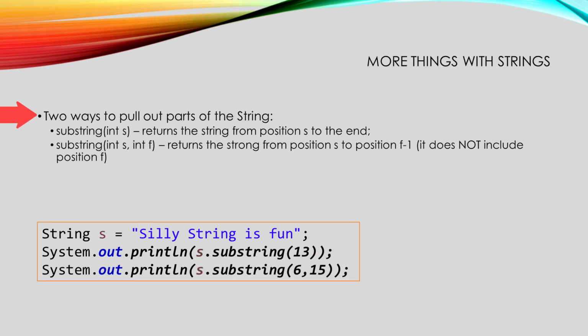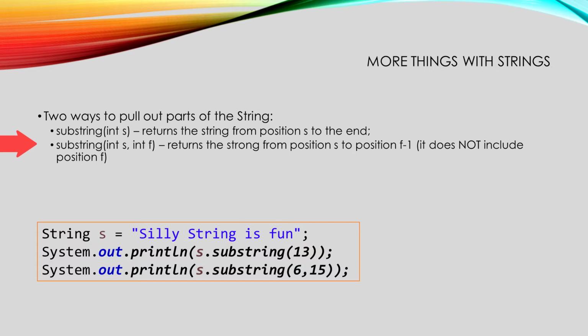Strings give us ways to pull out parts of a string. We do this with the substring method, and there are two ways we can do it. If you give the substring method only one argument, it will return everything from that position to the end of the string. So in this example, position 13 of s is this i. So substring(13) will return a string containing "is fun".